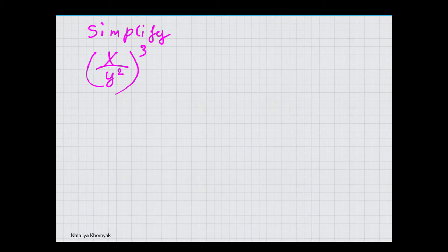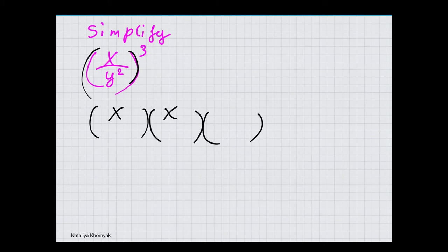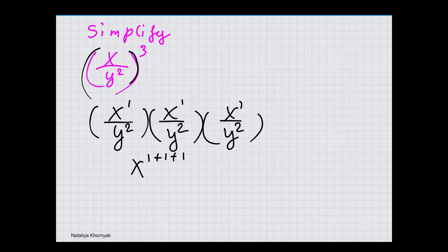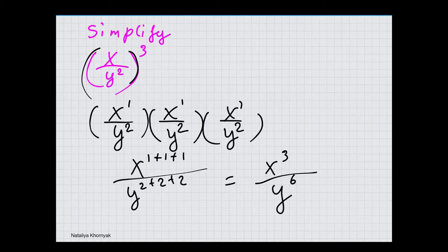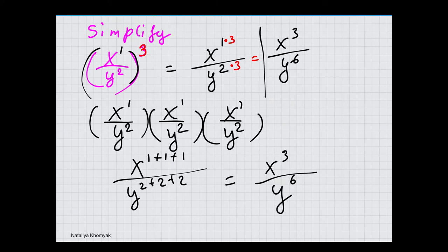Let's simplify x over y to the 2nd raised to the 3rd power. 3 factors of these parentheses. We have x, x, x, and in the denominator y to the 2nd. Now we have x to the 1 plus 1 plus 1 over y to the 2 plus 2 plus 2. So this whole thing becomes x to the 3 over y to the 6. A faster way is, once again, we need to put a placeholder of 1 over here. So we get x to the first over y to the second. And we distribute this 3 as before. Each power gets multiplied by 3. And this will be x to the 3, y to the 6, which is our solution.